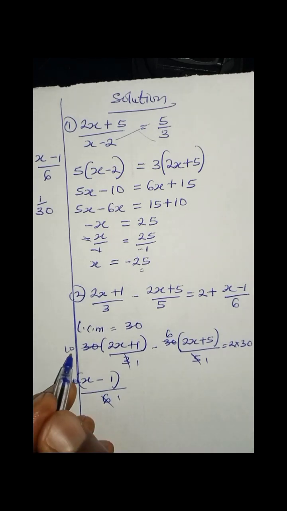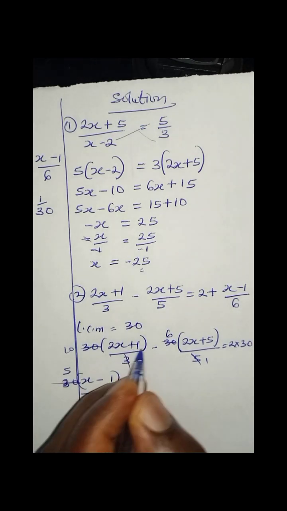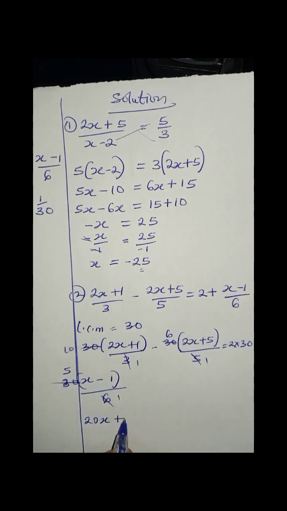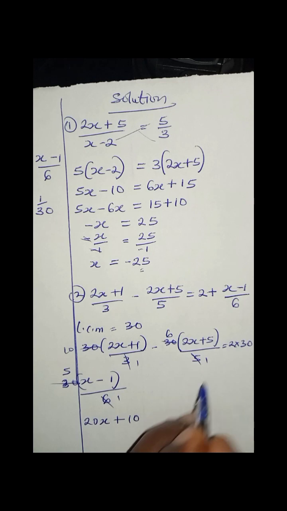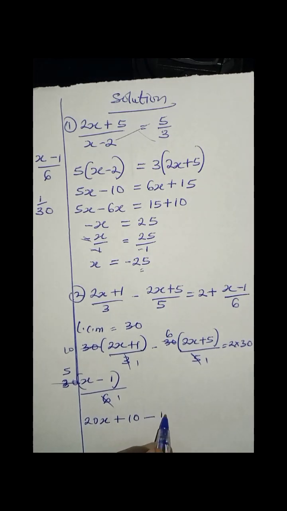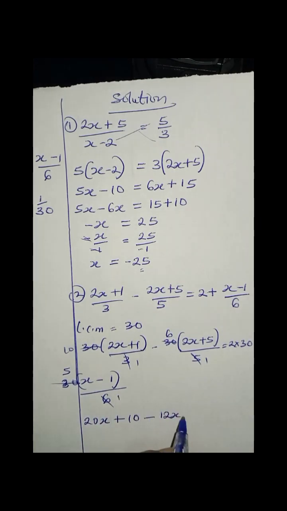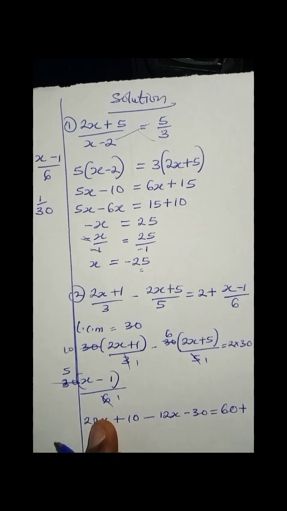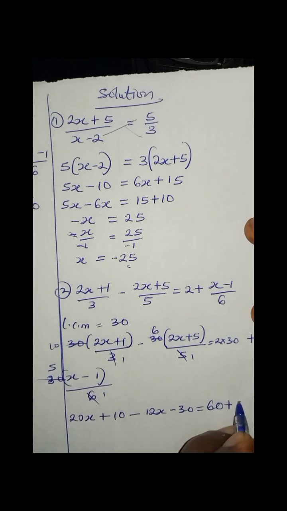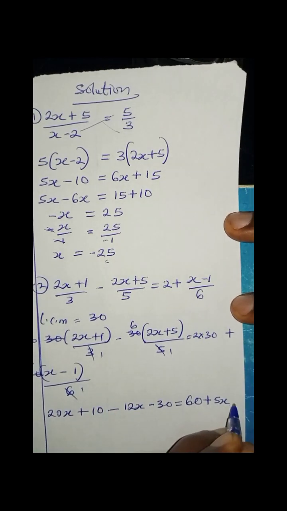Then we clear the bracket. 10 times 2x gives us 20x. Then 10 times positive 1 gives us positive 10. Then 6 times 2x gives us 12x. 6 times plus 5, minus 6 times plus 5 gives us minus 30. And that's equal to 2 times 30 is 60 plus 5 times x gives us 5x, and 5 times minus 1 gives us minus 5.